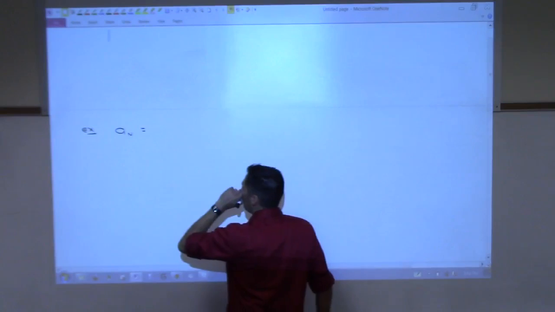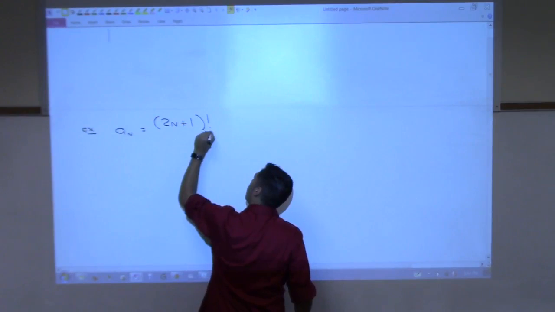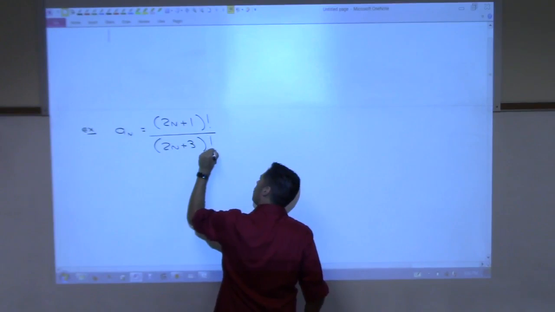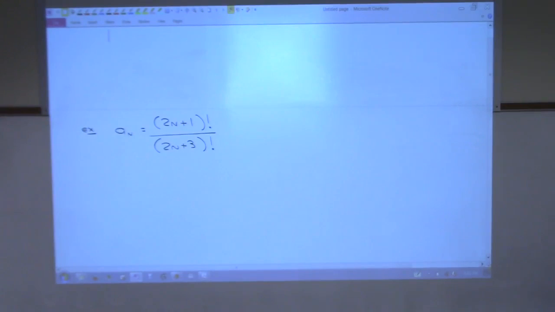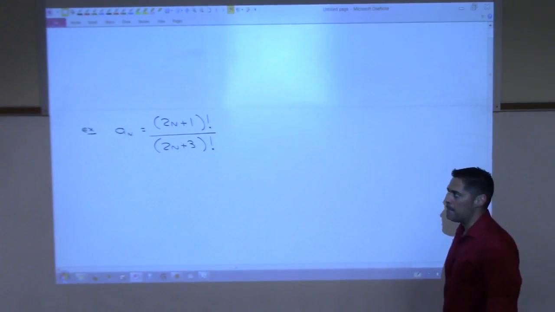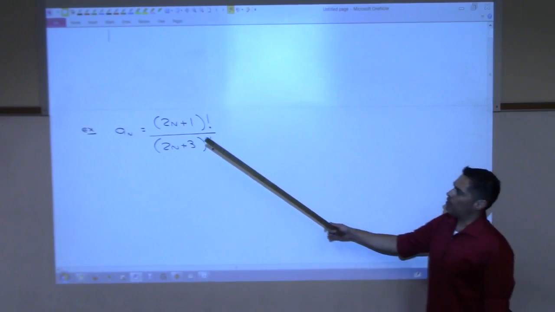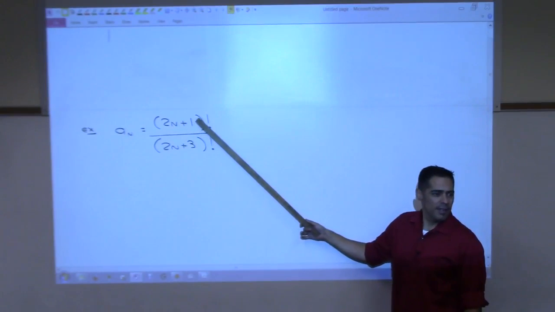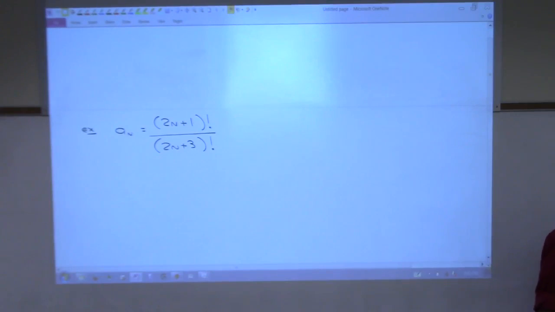Here's another good example. 2n plus 1 factorial over 2n plus 3 factorial. So now I'm starting to bring in the factorials. We talked about those last class, right? So if you think about as n gets bigger, this thing right here should get huge, shouldn't it? And so should this. So this is almost like an infinity over infinity.